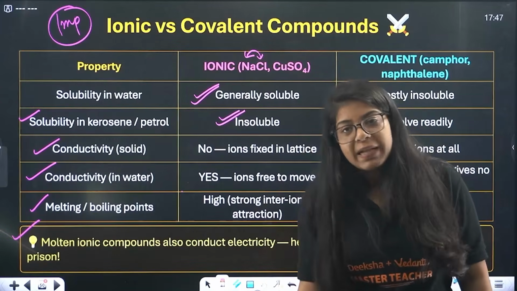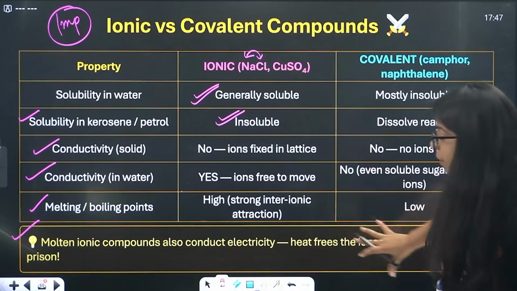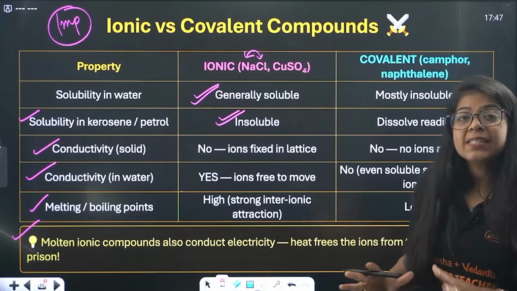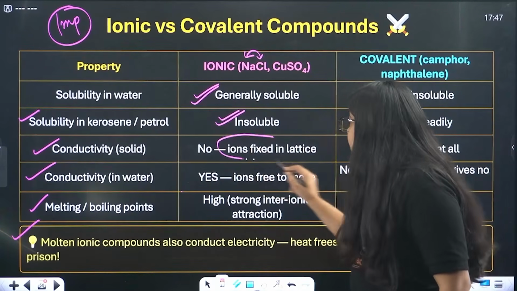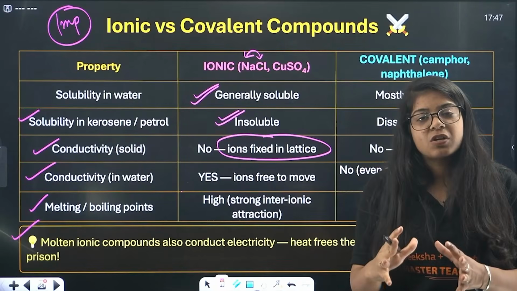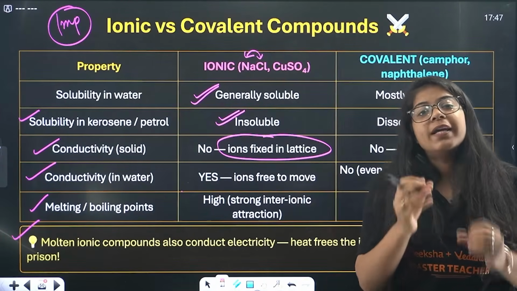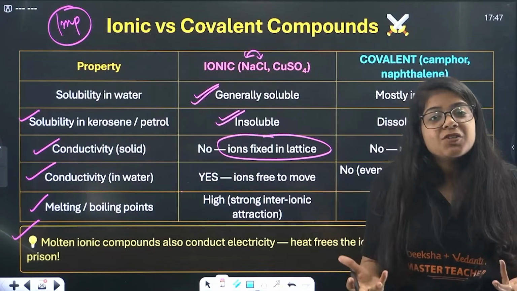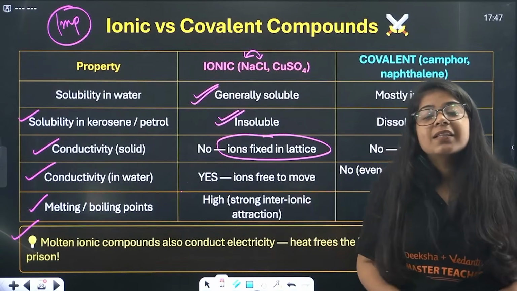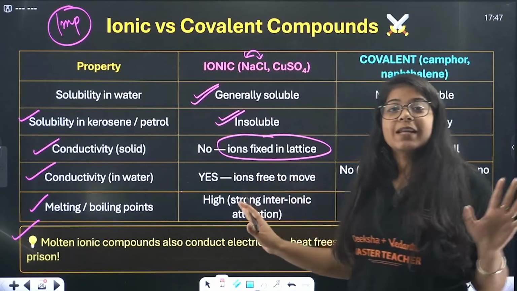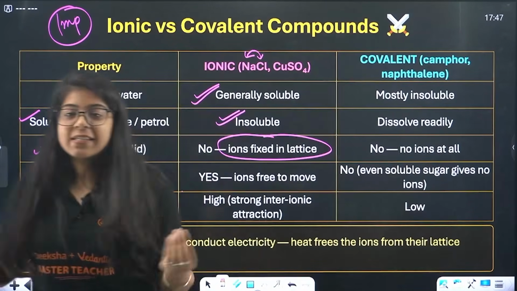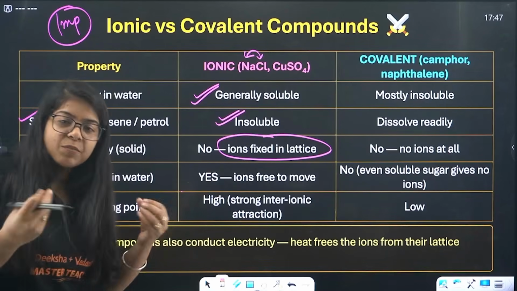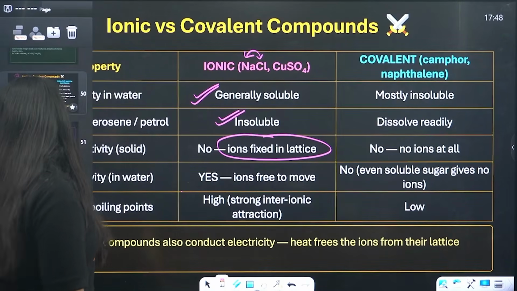So ionic compounds conduct electricity when heated and molten. When we heat them, the ions get free. Here they are trapped inside the structure, fixed. But when you heat the solid, it starts to melt. Why does it start to melt? Because the ions get freed up, so they can easily move, and hence the lattice can be broken. Great.